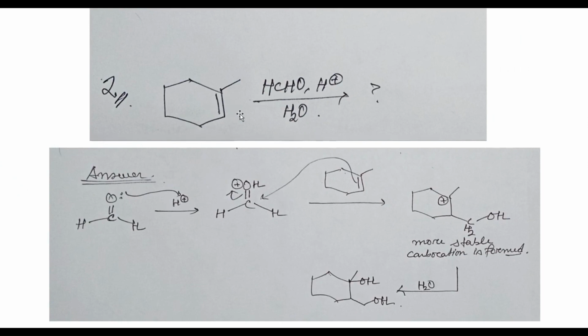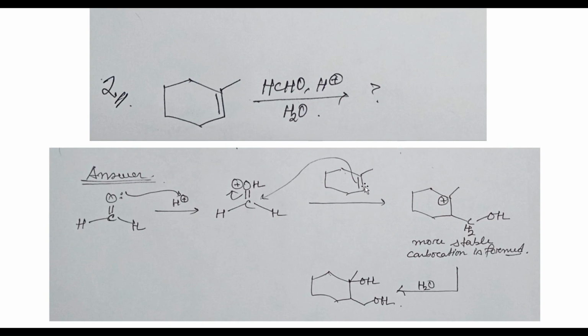Here also a hydrocarbon is given with formaldehyde, HCHO, a carbonyl compound, and H plus. H plus is, as usual, electron deficient, and this is the formaldehyde. The carbon is sp2 hybridized, and the oxygen has lone pairs. Electron density is more on oxygen, so it will obviously donate this electron pair to H plus and form OH plus. Due to this coordinate type of bond, the electrophilicity of the carbonyl carbon is enhanced, and this carbon always tries to attain some extra electrons if someone gives them.